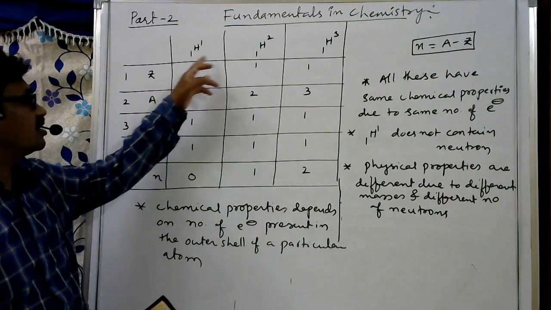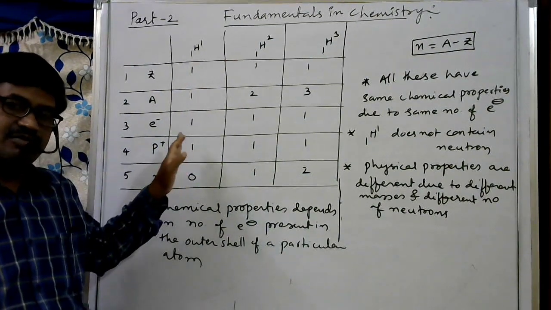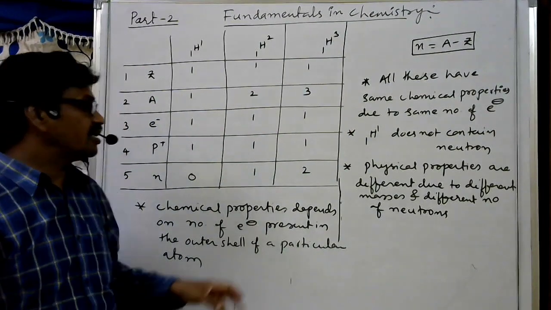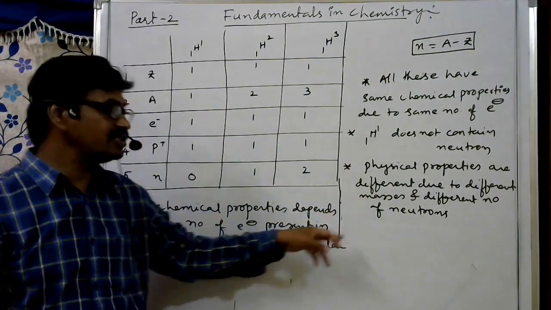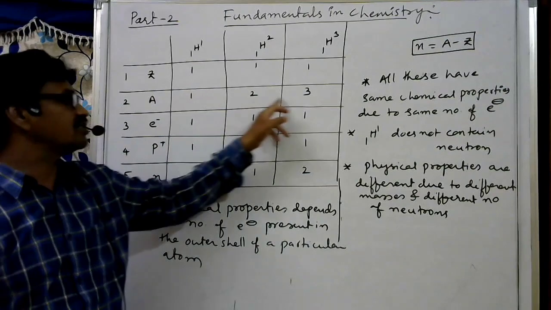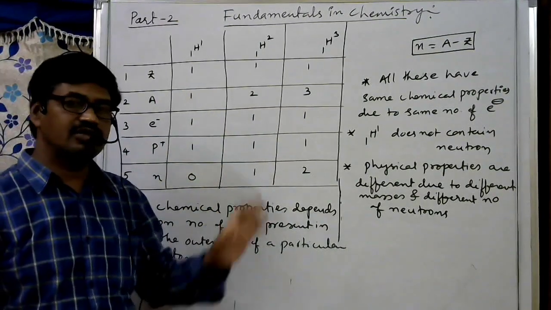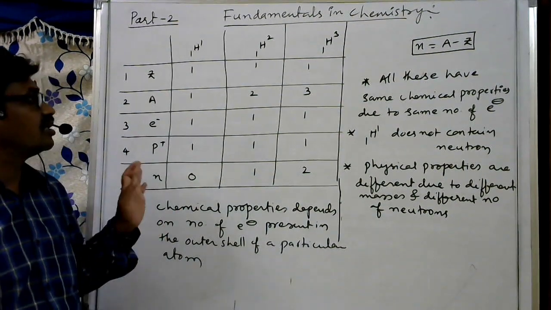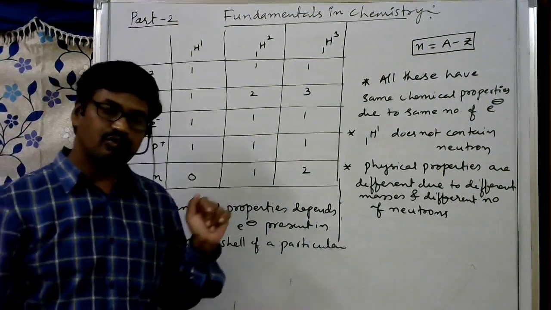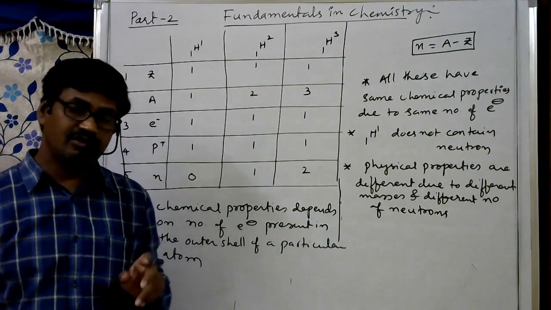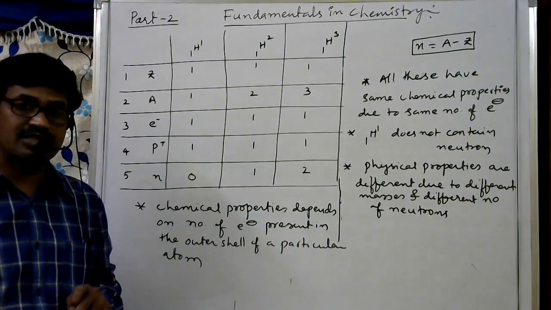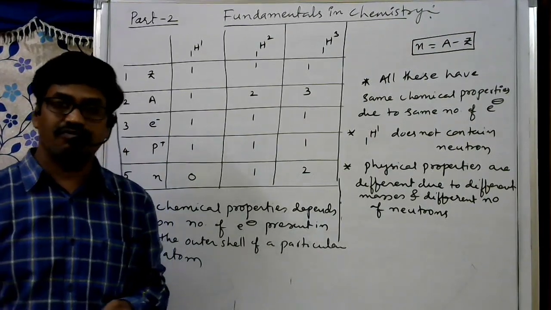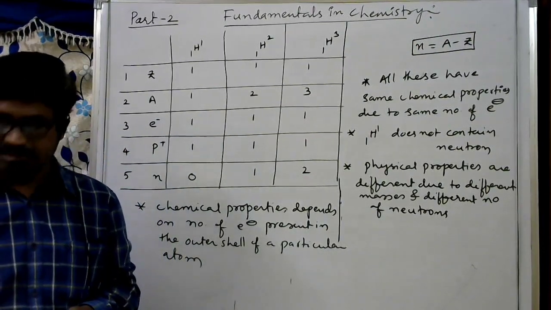So in all these isotopes, they have the same number of electrons, so they have similar chemical properties, and they have different physical properties because their atomic mass is different or the number of neutrons is also different. So this is about isotopes. And because of the presence of different isotopes in nature for a given element, we sometimes get fractional atomic mass. Here we have two things.